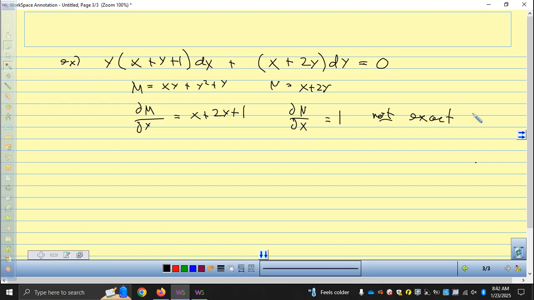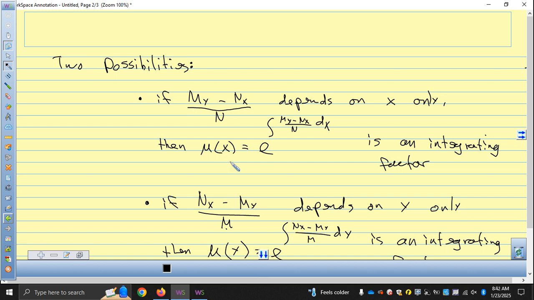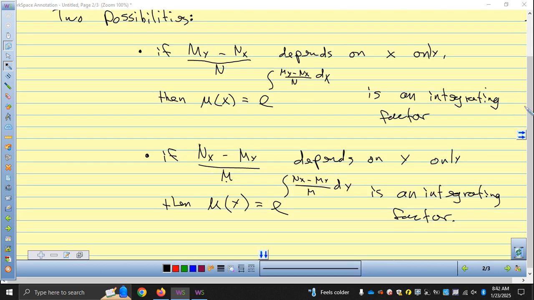Now, which of these things you choose depends. You can choose either. You try one, and if it's a function of x only, you can use that. You try the other, and if it's a function of y only, try that. If you try the first one and it's not a function of x only, then try the other one. If neither of them work, then you're kind of stuck.